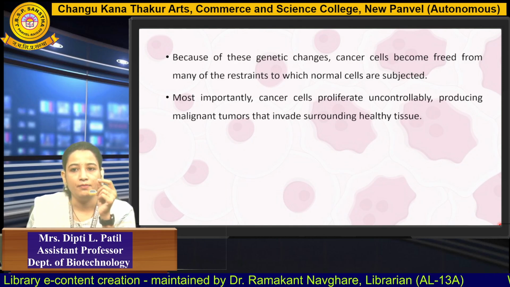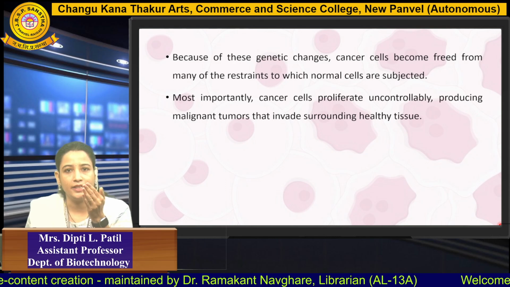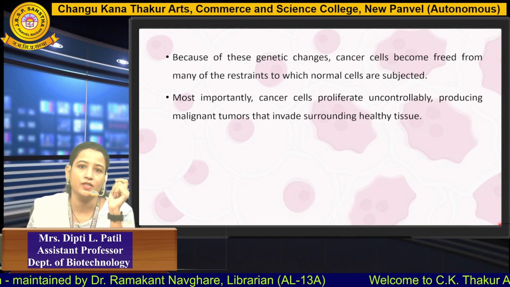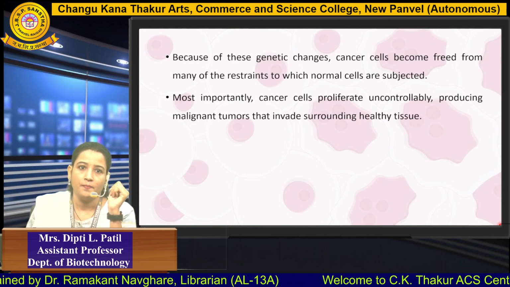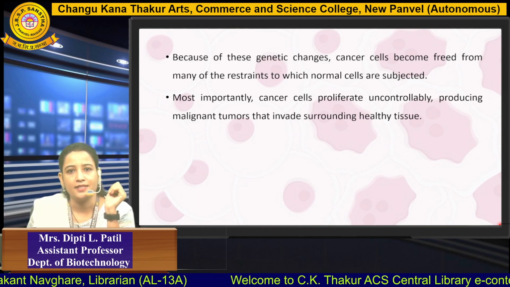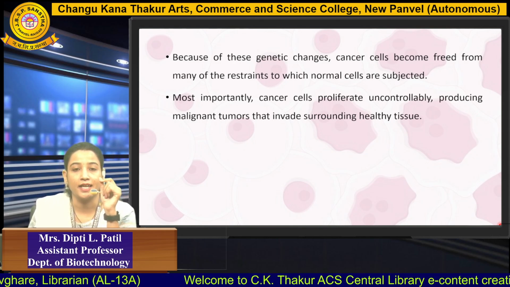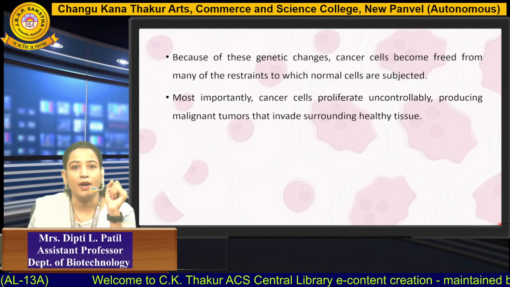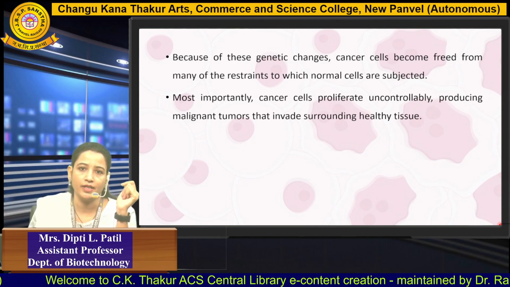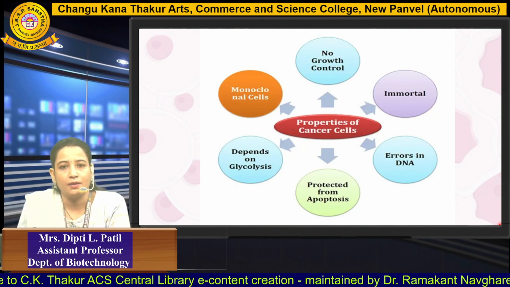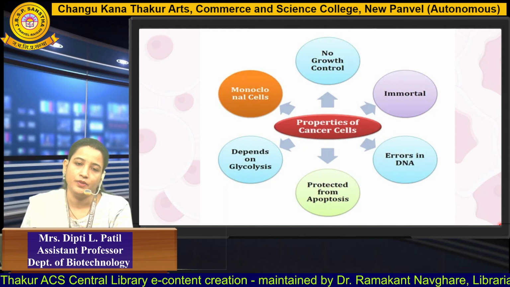This alteration in DNA leads to the cancer cell becoming free from many restraints to which normal cells are subjected. Most importantly, what is the most important change that occurs in the cancer cell? Cancer cells proliferate uncontrollably and produce a malignant tumor which invades the surrounding healthy tissues. So, first of all, let us discuss the properties of the cancer cell.